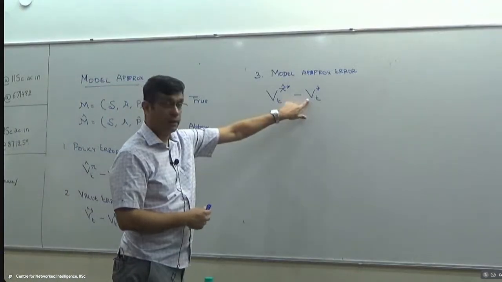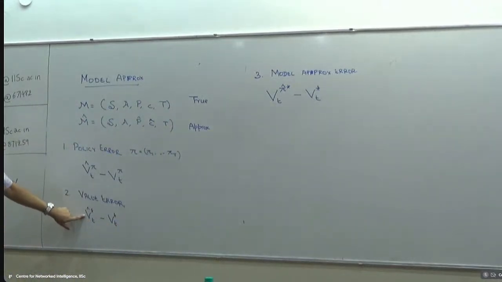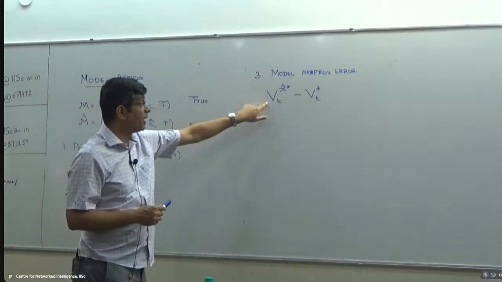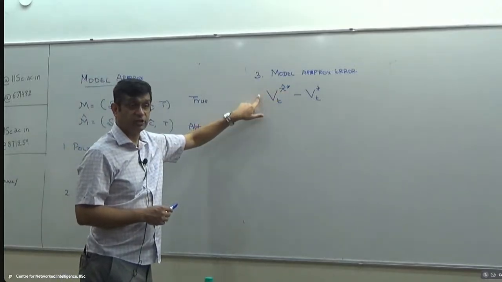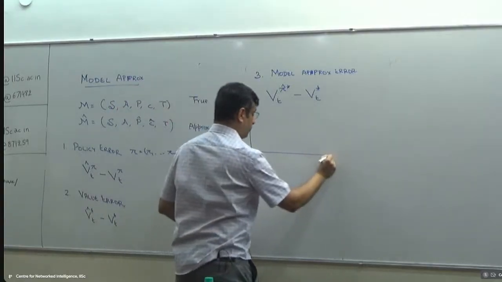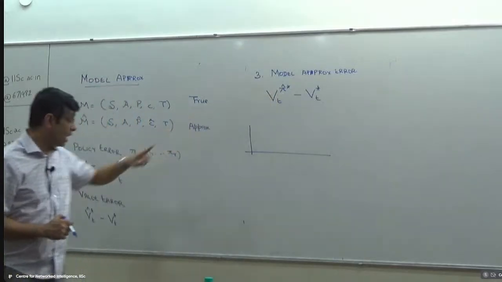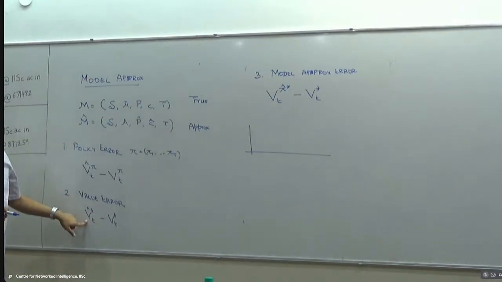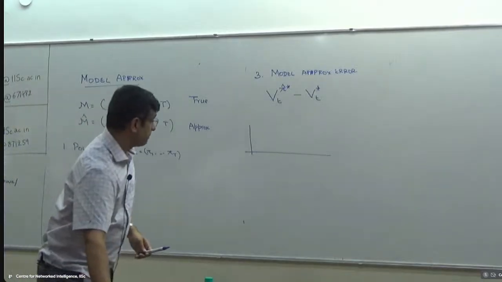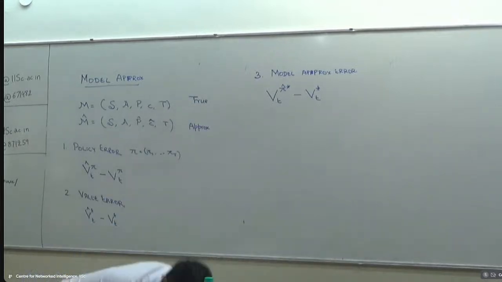This guy? Oh, sorry. Yeah. So V hat star is the optimal value function of the hat model. No. So this is when I use the policy pi hat star and use it in the true model. So that's different from how pi hat star behaved in the true model.